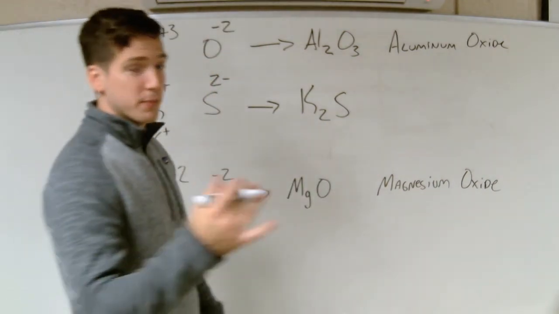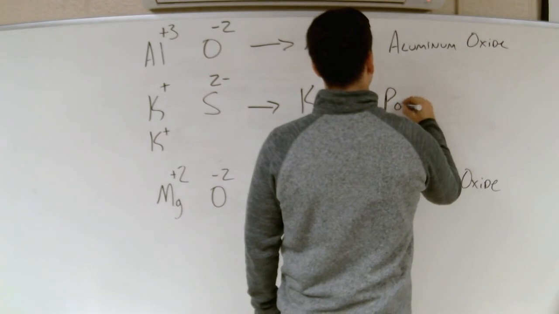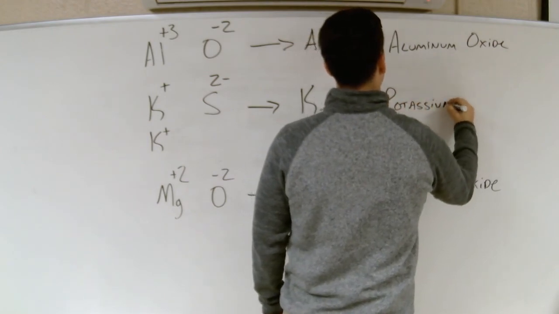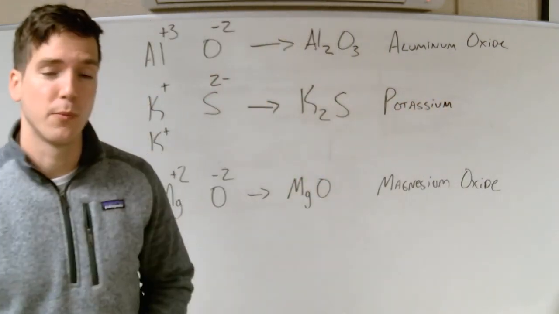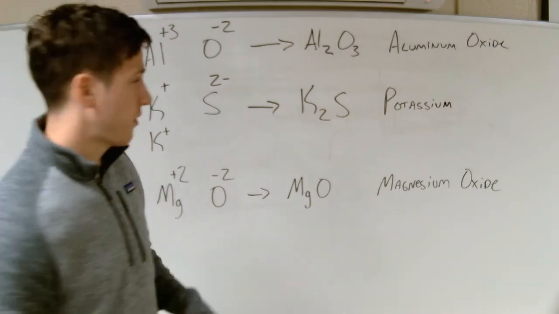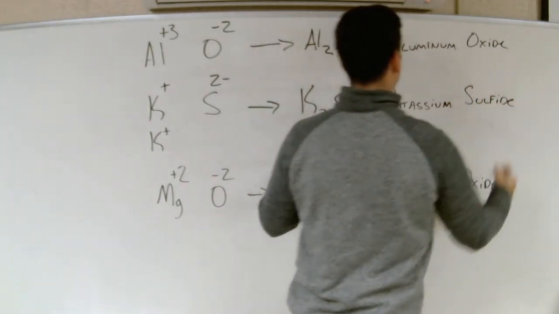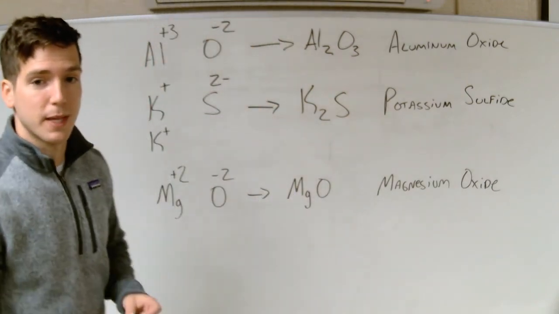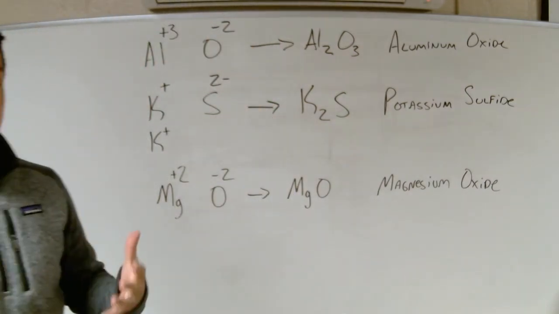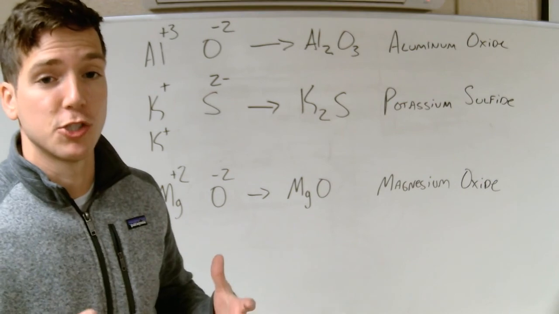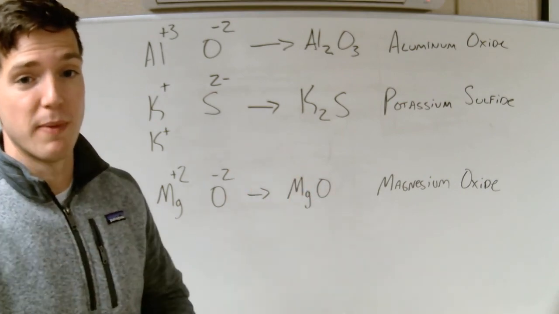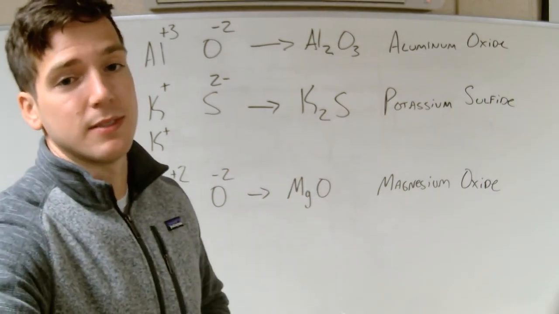K is potassium. S is sulfur. We keep that first prefix of sulf and add ide to the end, potassium sulfide. Okay? That is the main thing of ionic bonding. Make sure you're balancing your charges, looking at your charges, making them the same, and have yourselves a good day.